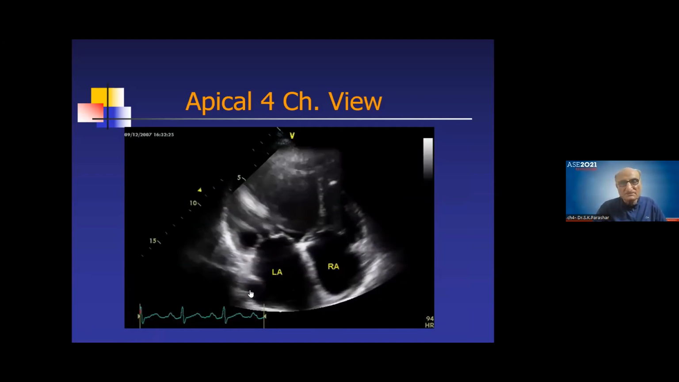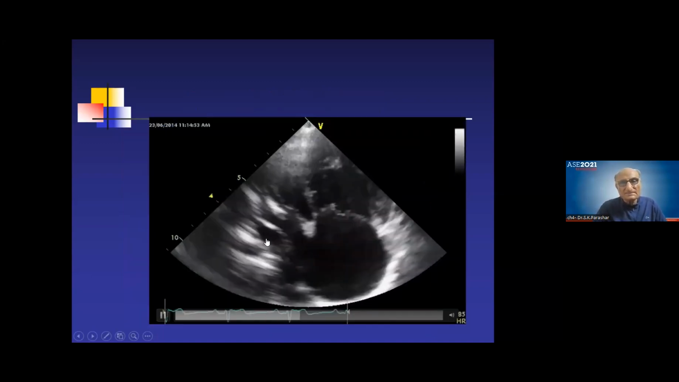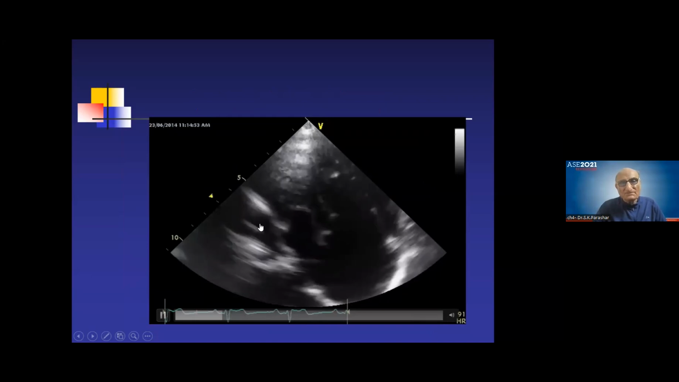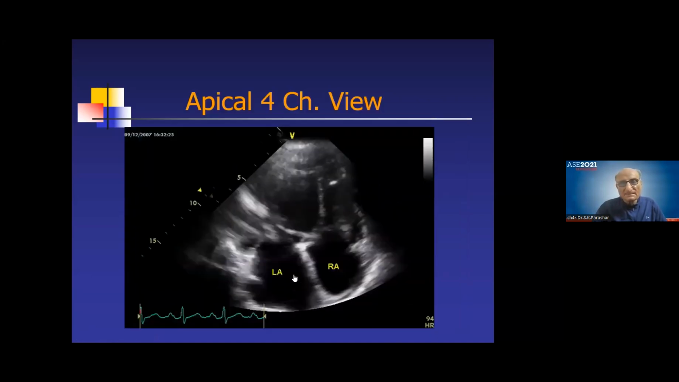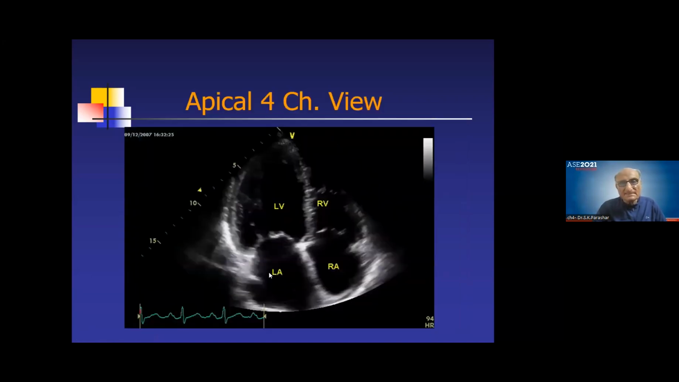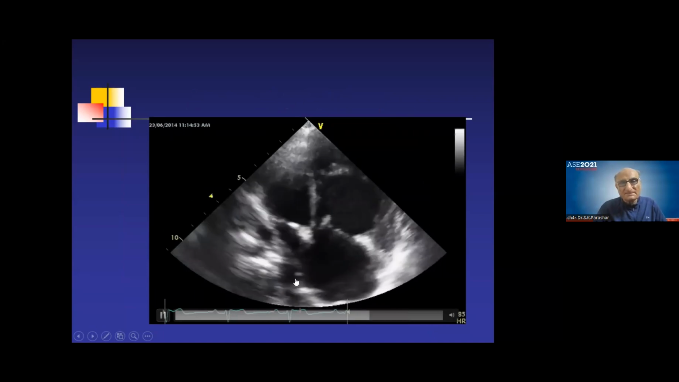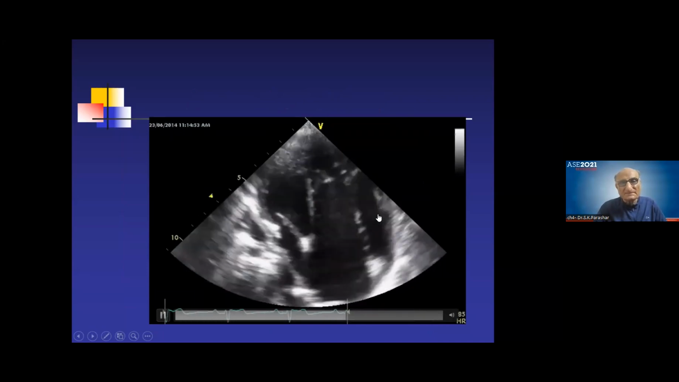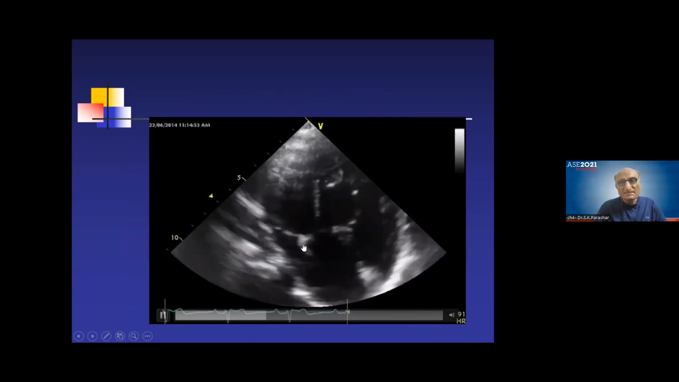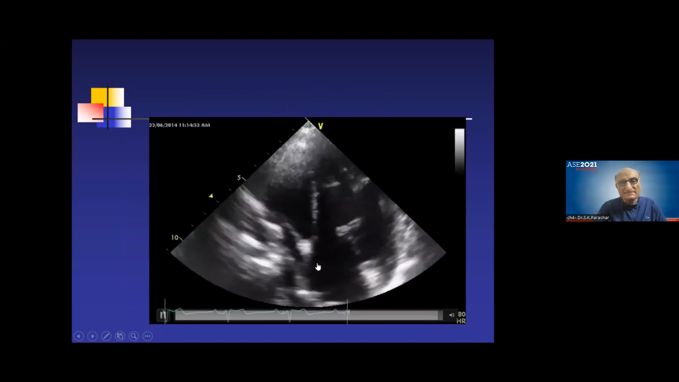But here you see this is a chamber which was not present in this LA. Here there is a confluence or a channel, this one, which contains the pulmonary veins, which go directly to the right atrium. And you see this is the atrial septal defect.